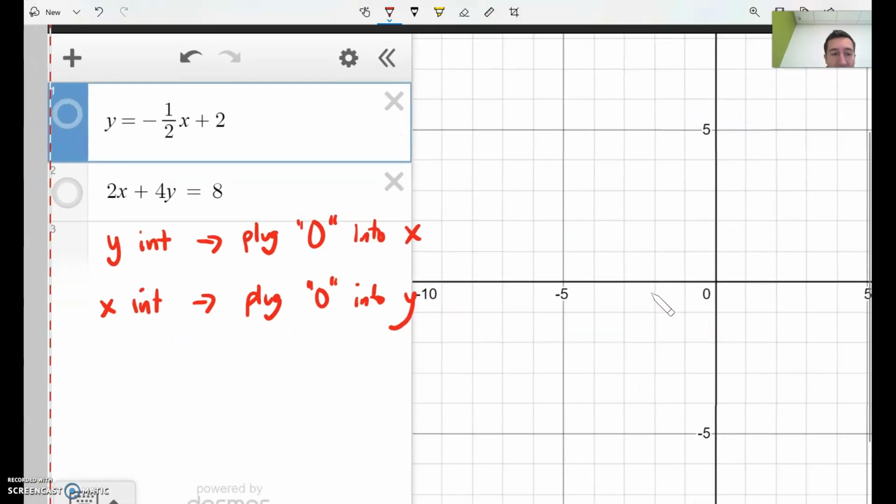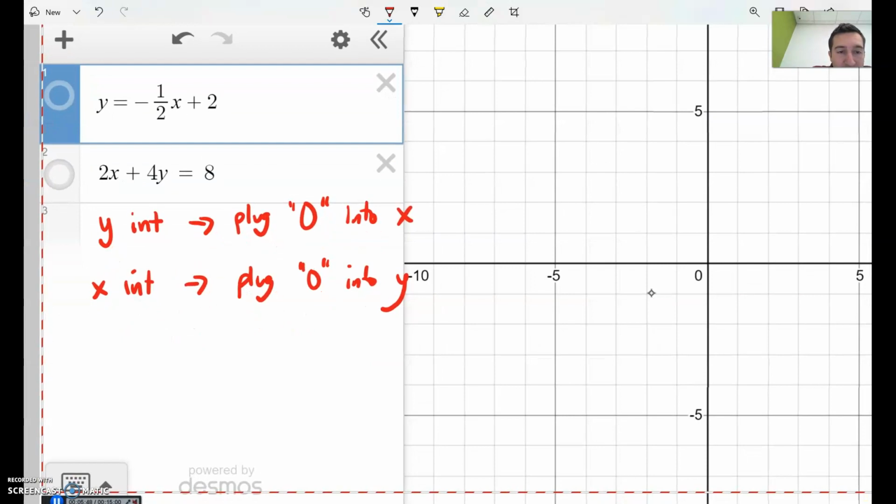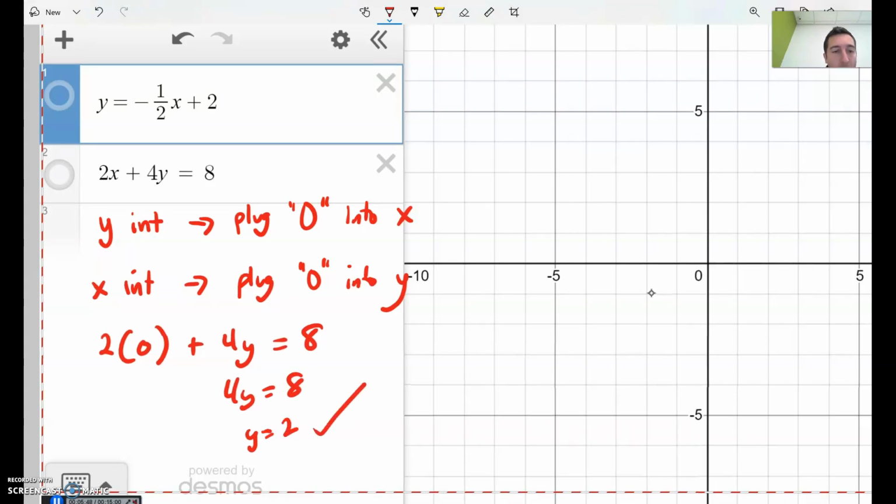So let's do it. Let's find the y-intercept. We plug a 0 in for the x. So it's 2 times 0 plus 4y equals 8. 2 times 0 is 0. So it's literally just 4y is equal to 8. Y equals 2. Look how easy that was. The y-intercept is 2. So boom, we put that down. The point 0, 2 is what we just found.